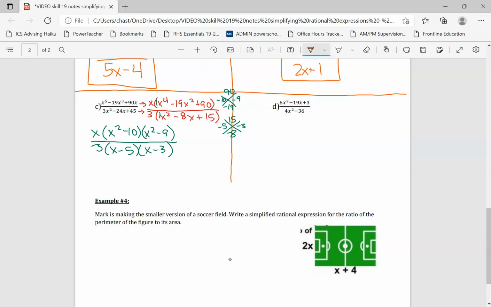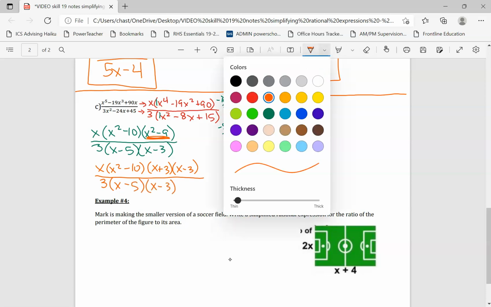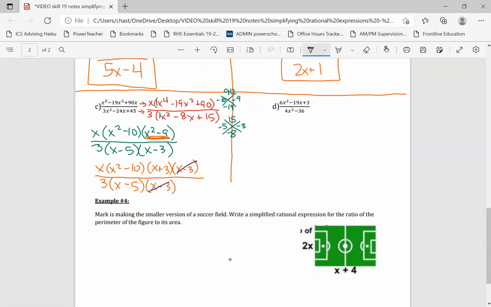In the numerator, I can see that I have this x squared minus 9. And we should know that factors as x plus 3, x minus 3. And in the denominator, we have 3 times x minus 5 times x minus 3. Canceling out the common factor of x minus 3, we can see my numerator will be left with x times x squared minus 10 times x plus 3. And the denominator will be 3 times x minus 5.